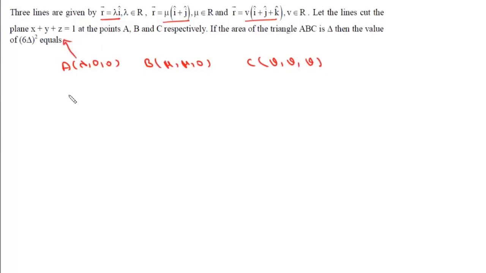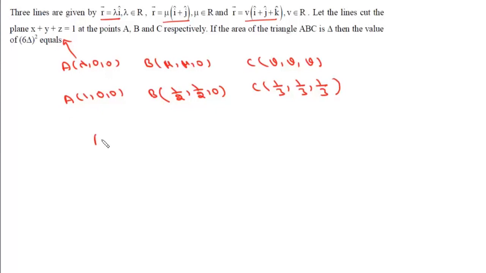Now here we'll get lambda is 1, so we'll get A as (1, 0, 0). Now for this B, we'll get 2 mu equals 1, or mu is 1 by 2. So this point B will be (1 by 2, 1 by 2, 0). And for C, we'll get 3v equals 1. So v is 1 by 3. So it will be (1 by 3, 1 by 3, 1 by 3). So we have A, B and C. Now we need to find area of this triangle ABC.